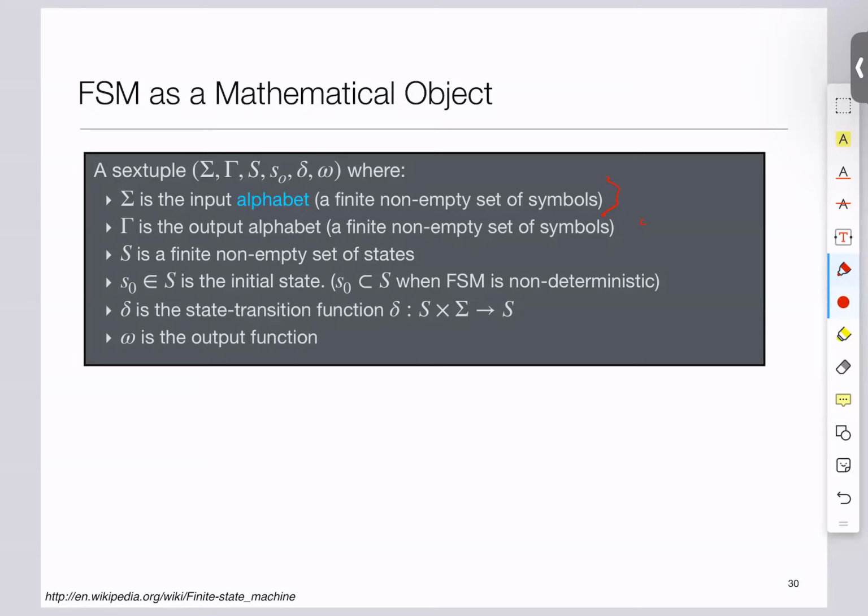S is a set of states. It's a finite set of states. So the system can be in one of these states. A combinational logic, you can think of it as a system which has only one state. It's always in that one state. It's outputting something based on input.